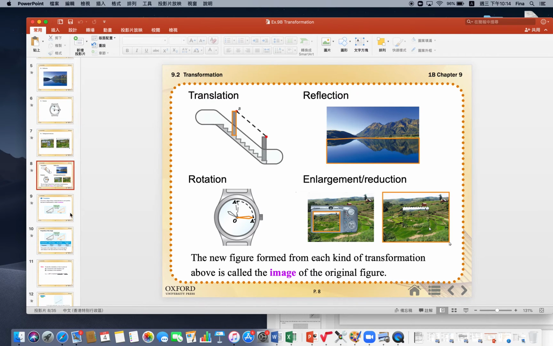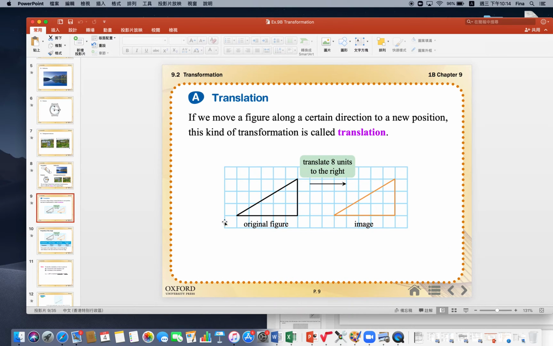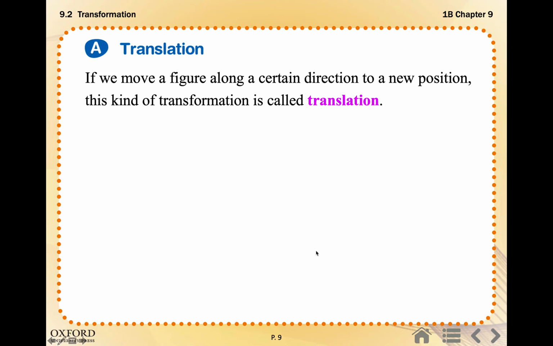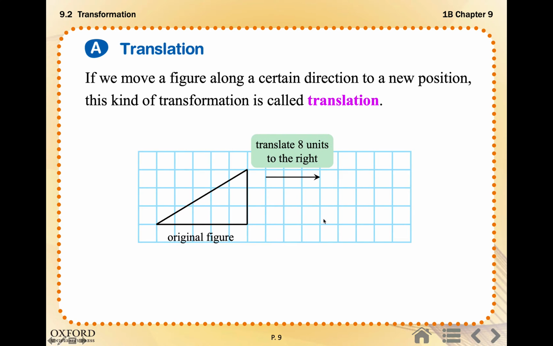First of all, the easiest one is the translation. Translation in Chinese we call 平移. 平移 means to move the point or the figure along a certain direction to a new position. For this type of transformation, let's look at some examples here.